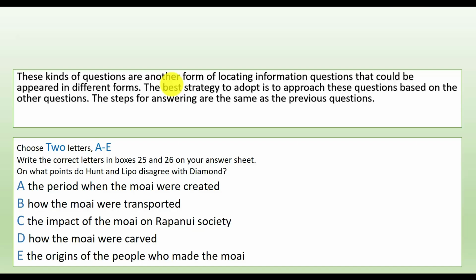Now, let's continue our session. We have another type of locating information questions that I call them two questions. These kinds of questions are another form of locating information questions that could appear in different forms. The best strategy to adopt is to approach these questions based on the other questions. The steps for answering are the same as the previous questions.